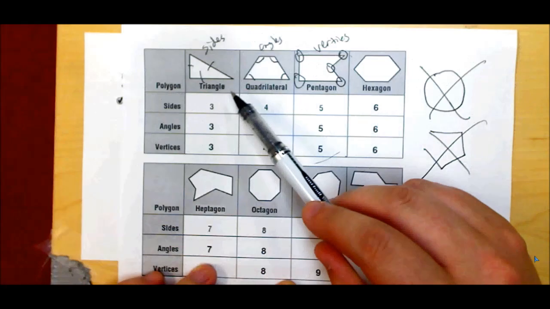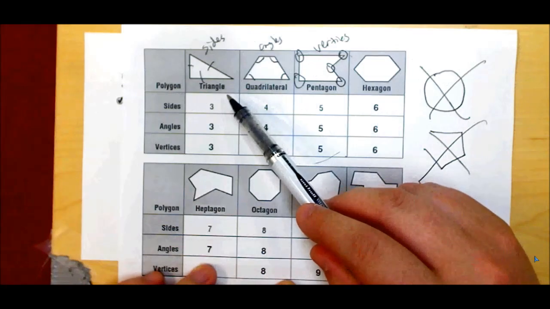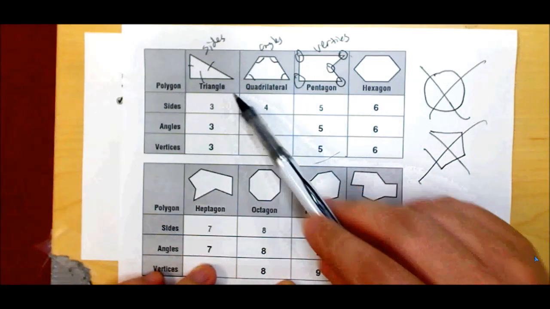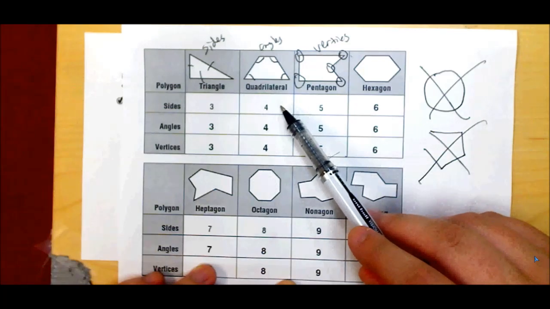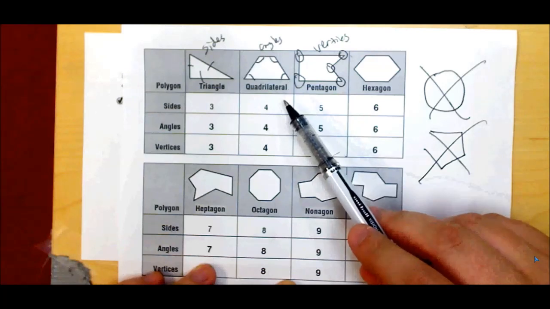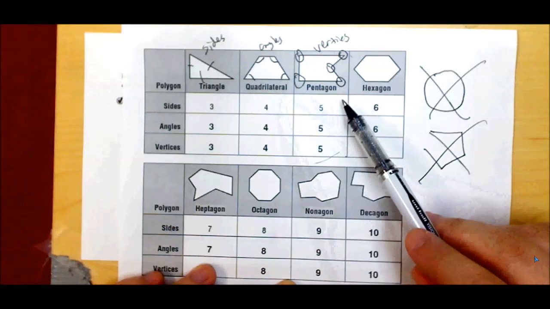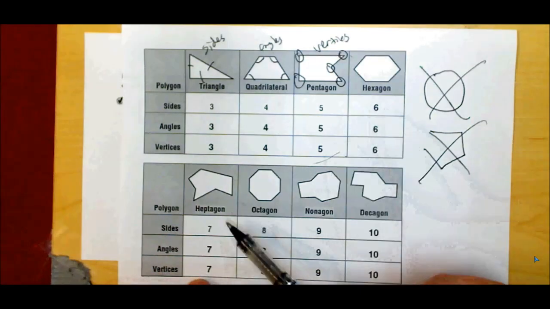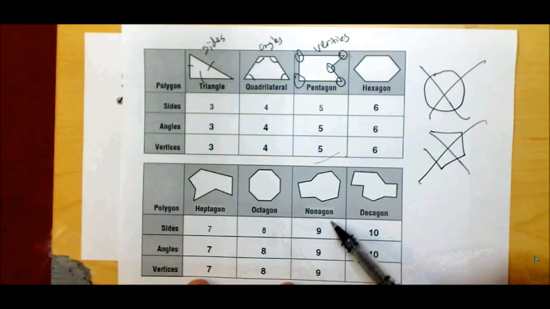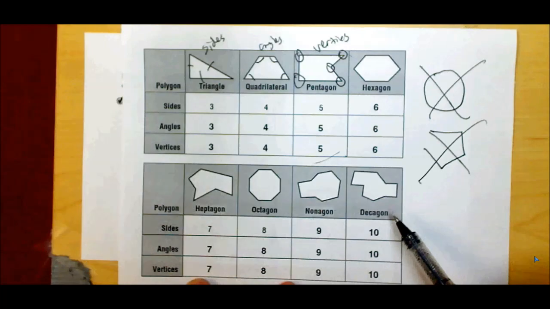Okay, so if a three-sided figure is called a triangle, as we know, a four-sided figure is called a quadrilateral. There's many types of quadrilaterals, squares, rectangles, and trapezoids, and you name it. Pentagon, five-sided figure. Hexagon, 6 sides. 7 sides is called a heptagon. 8 sides is called an octagon. 9 sides is called a nonagon. And 10 sides is called a decagon.